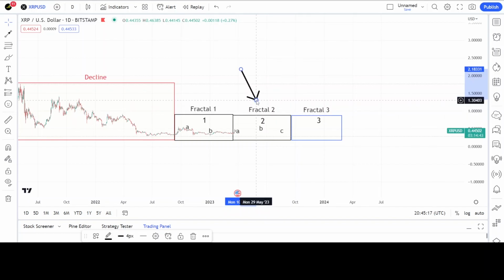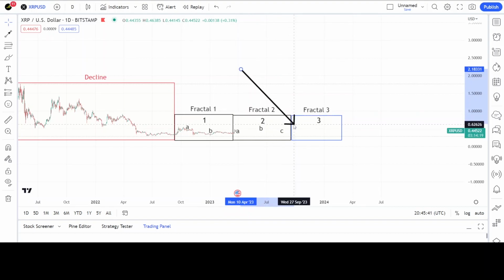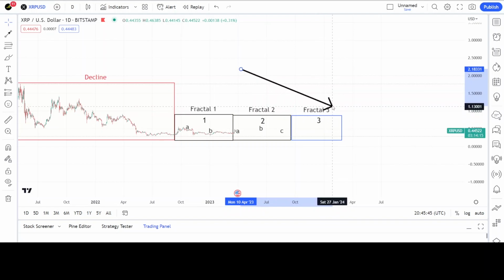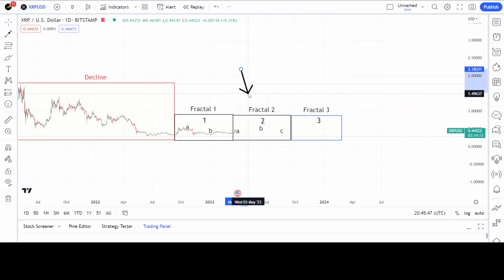Now, I know there's a lot of talk out there of bull runs just around the corner, of the lawsuit coming to an end. I'm here to tell you that historically speaking, from a chart perspective, from a fractal analysis, chart structure analysis, some version of this is going to play out here once again. We have to make it through fractal 2, then we'll go into fractal 3, and at that point, that's when we should expect the bull run.